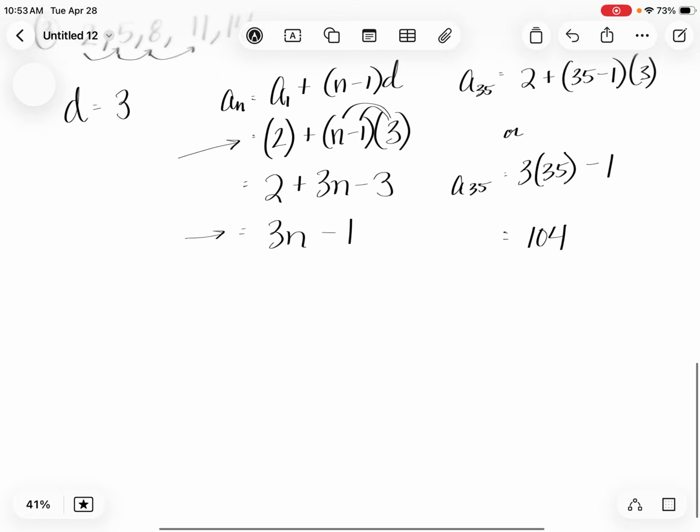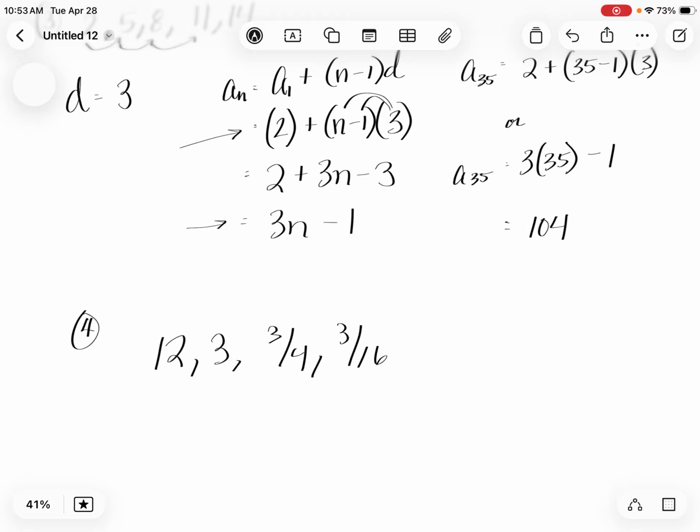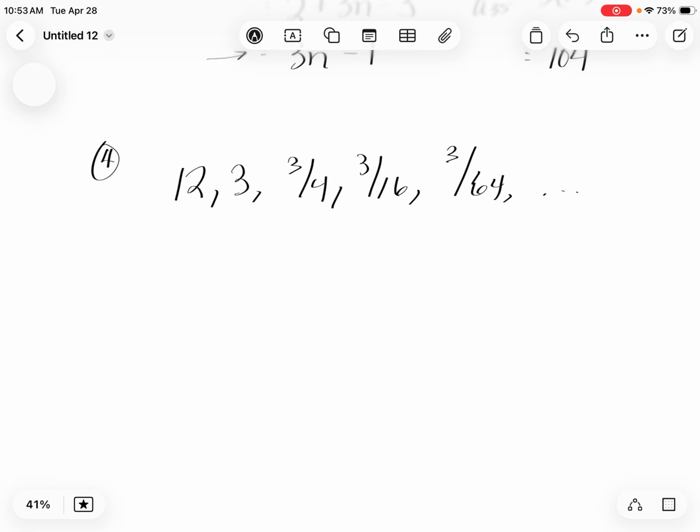Number 4 gives you 12, 3, 3/4, 3/16, 3/64, and so on. This one tells you it's geometric, so you're finding the common ratio. Remember, to find the ratio, you just take 2 consecutive terms and divide them.